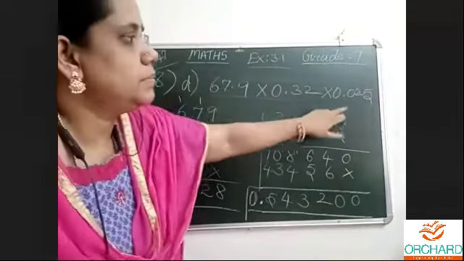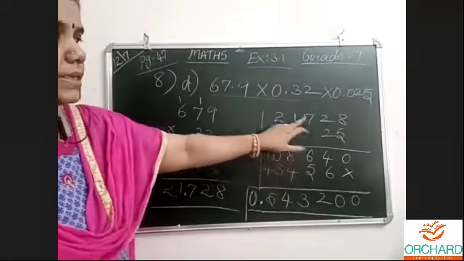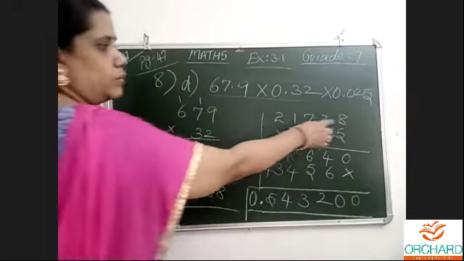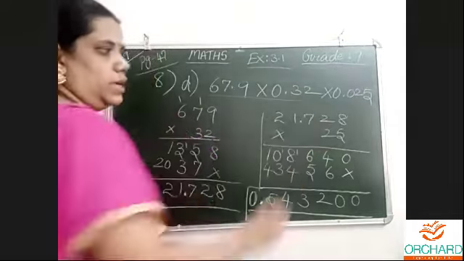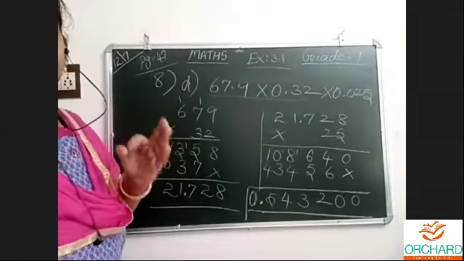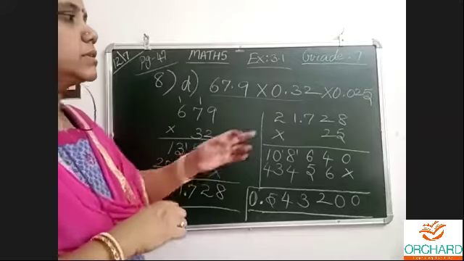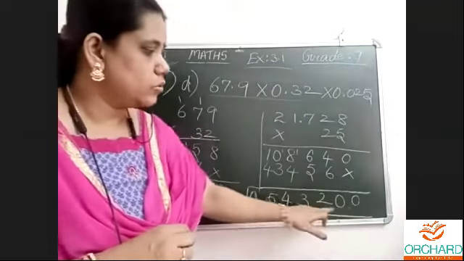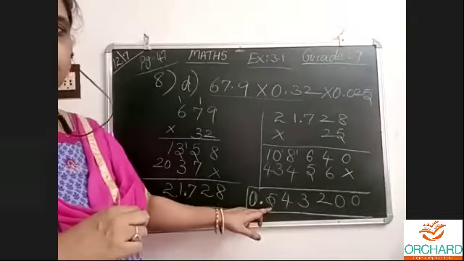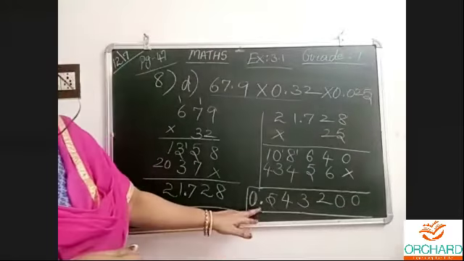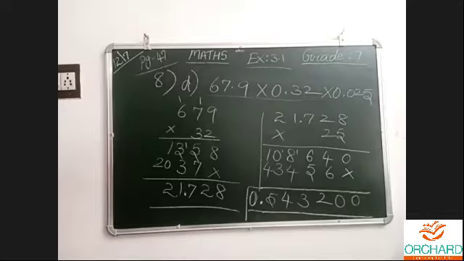I wrote this number here. Then we did the multiplication. This number has 3 decimal places, 1, 2, 3. 3 numbers before that the point. 3 plus 3 is 6. So 6 numbers, 1, 2, 3, 4, 5, 6. 6 digits, before that the point must be kept. Any doubts?